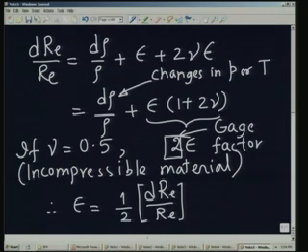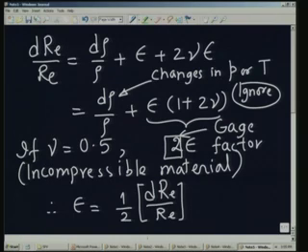So, that is why the dummy gauge is going to bring this extra term, d rho by rho, because the temperature effect is also there and the pressure effect is also there. Of course, this may be very small in normal practice, and therefore, it may be safe to ignore this. Sometimes we may ignore, in which case dRe by Re becomes simply equal to epsilon into 1 plus 2 nu. So, this is basically the idea.